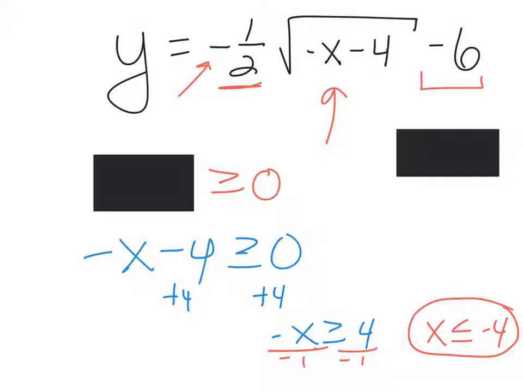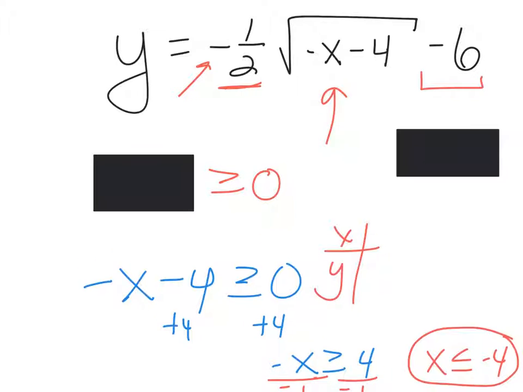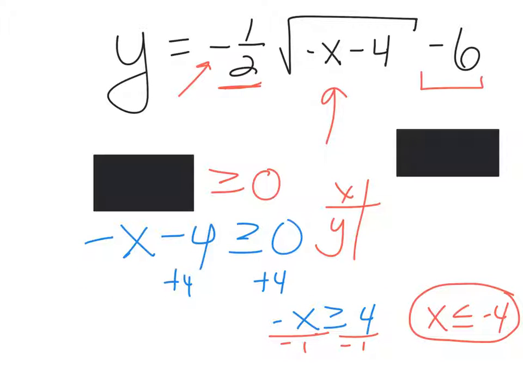This means if I'm going to make a table to graph this, my table can't have any x values that are bigger than negative 4. I can only start at negative 4 for my x values and choose numbers that are less than that, like negative 5 or negative 6, so on and so forth.